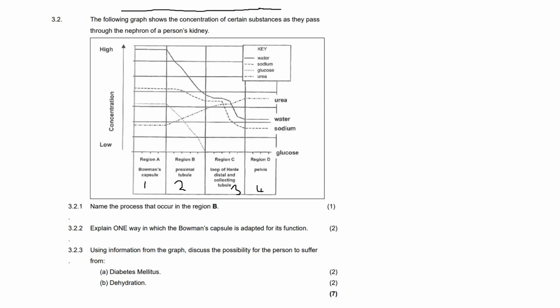They're asking us to name the process that occurs in region B. Region B, the second one, should be tubular reabsorption. I'm going to put reabsorption there. It's tubular reabsorption, the second process in the nephron.